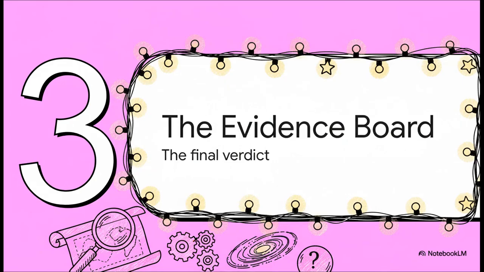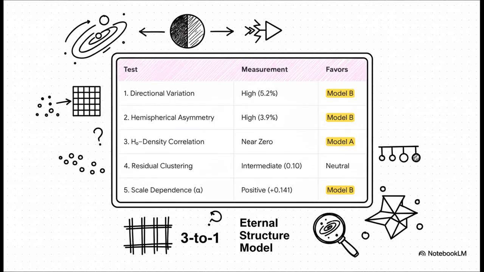Phew. Okay, the investigation is over. It's time to lay all the clues out on the evidence board and see exactly where things stand before we call it. So let's just run through it. Test 1, the directional variation, that went to Model B. Test 2, the big hemispherical difference, strongly favored Model B. Test 3, the density correlation, was a surprise point for Model A. Test 4, the supernova leftovers, was a wash, neutral. And finally, Test 5, that crucial scale dependence, was another huge vote for Model B. So when you tally it all up, it's 3-1 in favor of eternal structure, with one clue that was inconclusive.